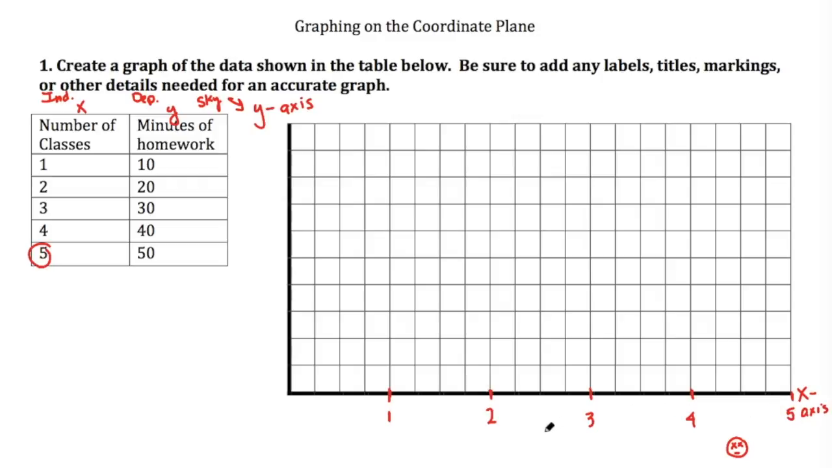While we're over here on the x-axis, let's label the x-axis for what it's describing. It is the number of classes. Great, that's an important label that we should have on our graph.